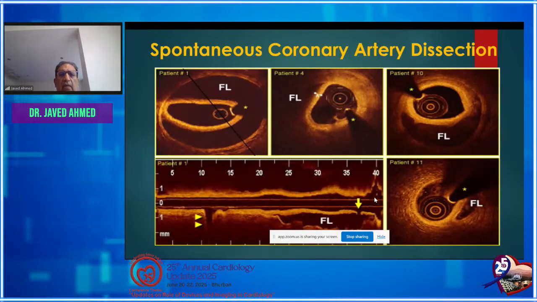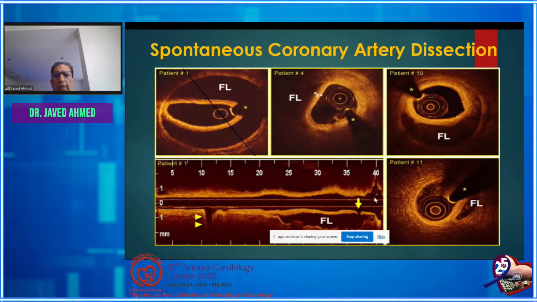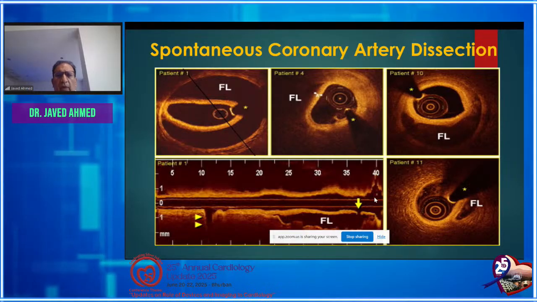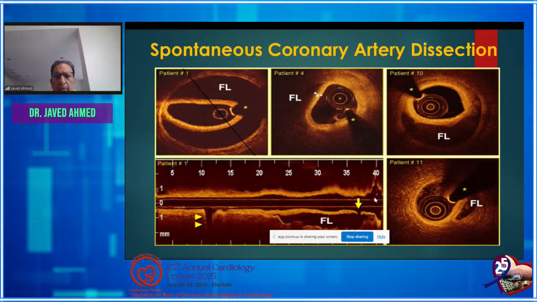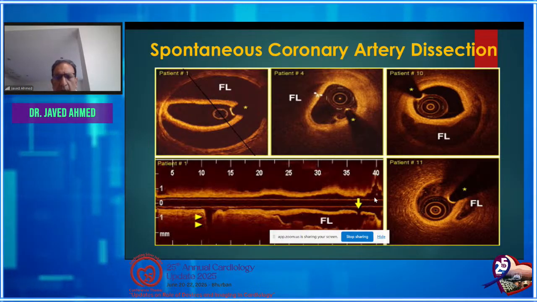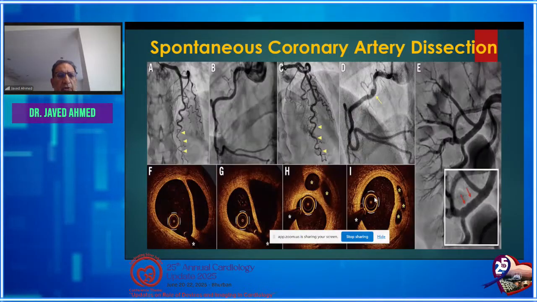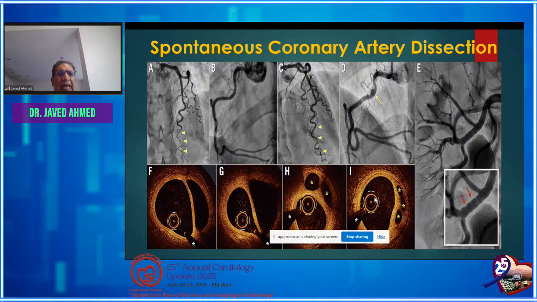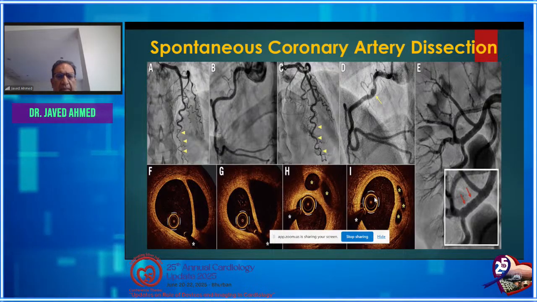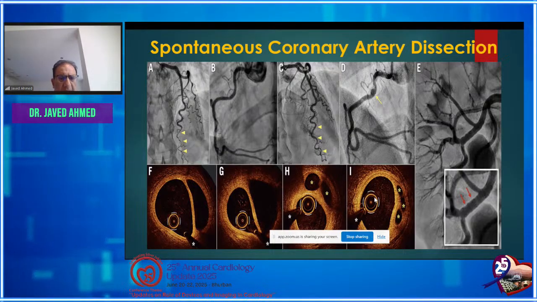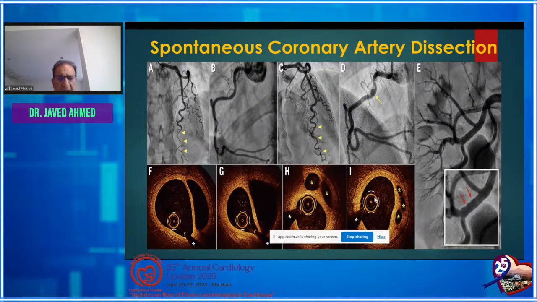And this is an example of spontaneous coronary artery dissection, where you could see a false lumen, and all the way in these three top images, and also on the longitudinal resolution. And then this is another example of spontaneous coronary artery dissection, where you could see the caliber actually reduces considerably in the distal LAD, and you could see on the OCT that there are 2 patent lumens.